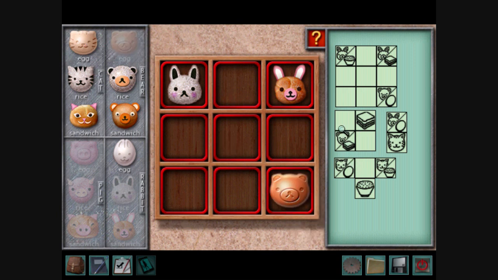Okay, so I think next I'm either going to do this piece or that piece. Let's go for this piece. We have the cat egg and the cat rice. Well, it can't be here on the top row, obviously, because those are rabbits, so it's here in the middle row. Cat egg, cat rice, and some sort of rice down over here.